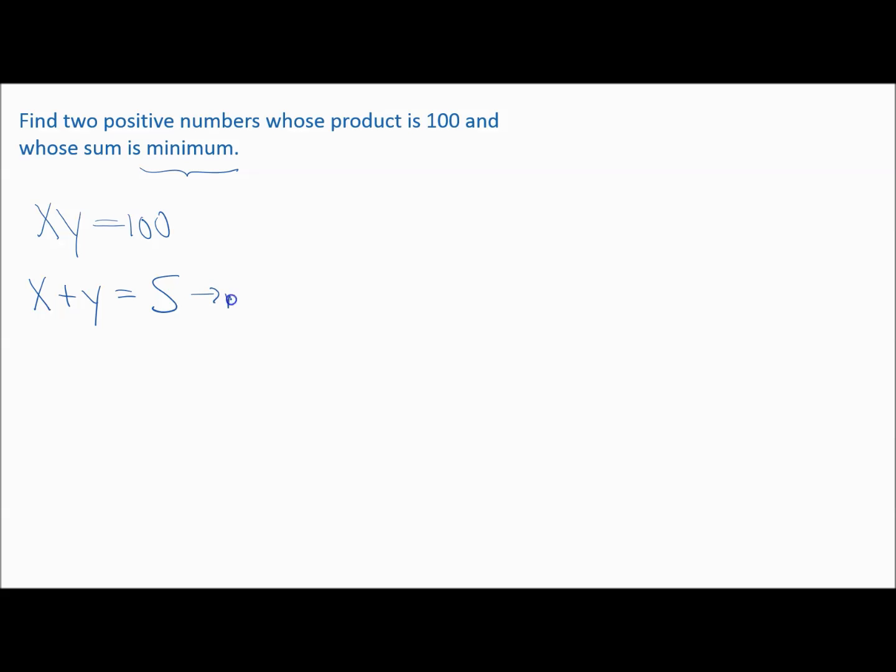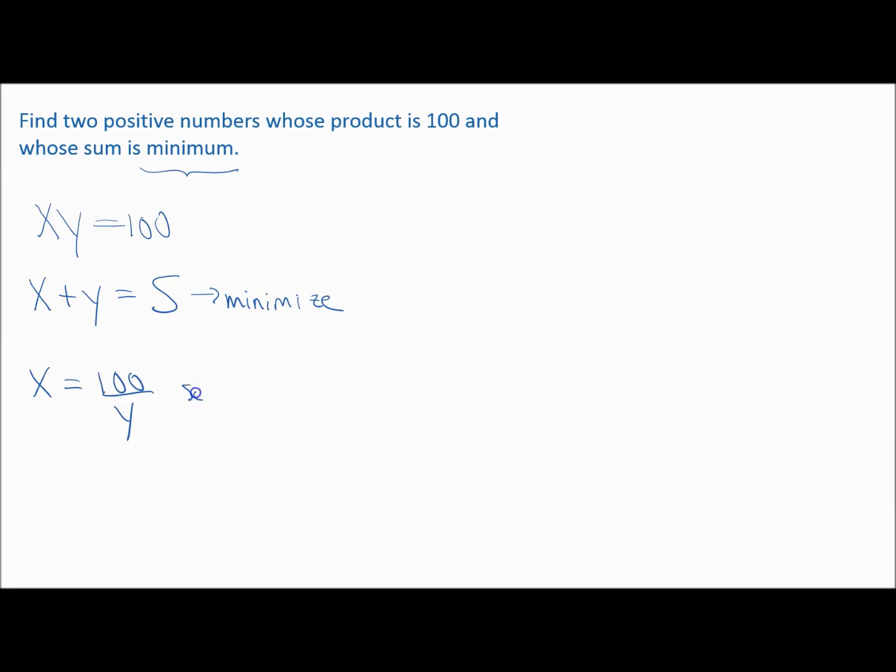This is the one we want to minimize. I try to always label that. Last problem, I labeled it improperly. I put maximize, but we really want to minimize. Now, I need to solve for x or y in the constraint equation and substitute into the max and min equation. So I think I'm going to solve for y again. So if xy equals 100, then x is equal to 100 divided by y, right?